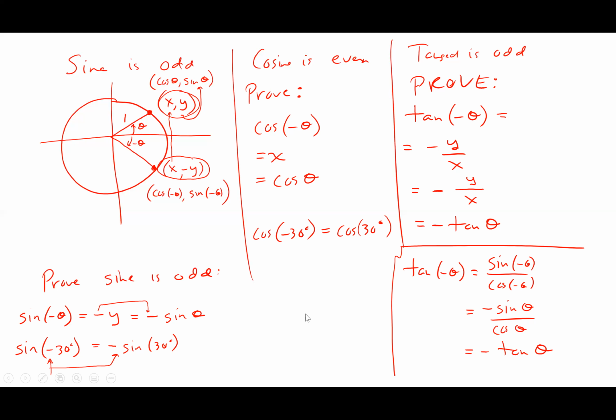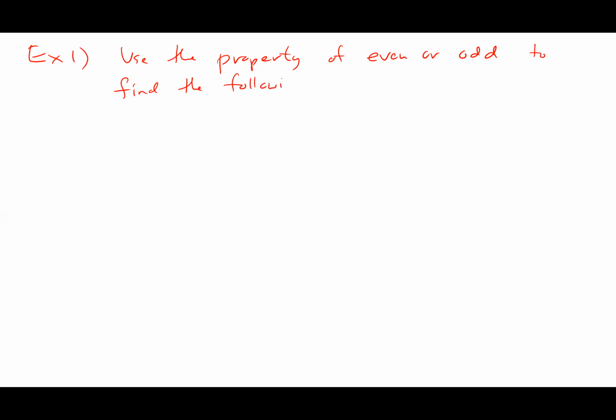And you know what? I think we're on example 1. Example 1, I think it says: use the property of even or odd to find the following. So use the property of even or odd to find the following, and we'll do this real quickly here.